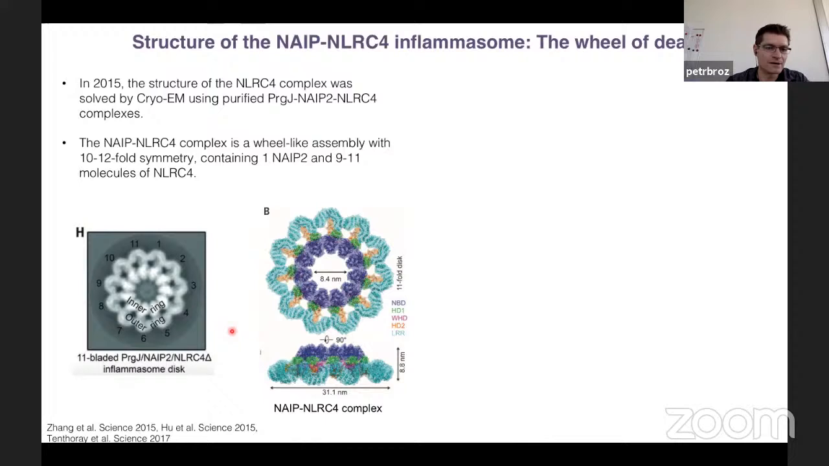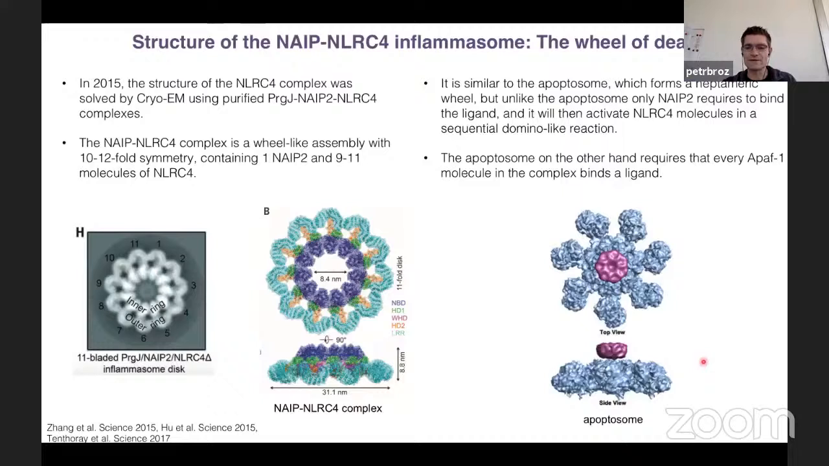This NAIP-NLRC4 complex is basically a wheel-like assembly with a 10 to 12 fold symmetry. Interestingly, it contains only one NAIP protein and around 9 to 11 molecules of NLRC4. Only one of those is the NAIP, which is bound to PrgJ, and the rest of the complex is formed by NLRC4. You can also see the size of the complex, around 30 nanometers in diameter for this ring.